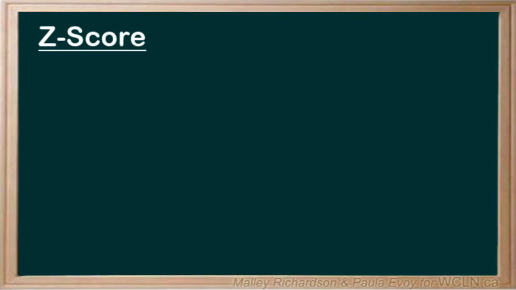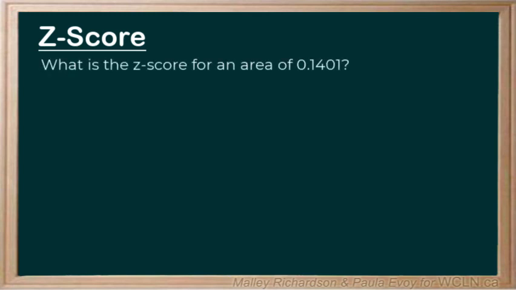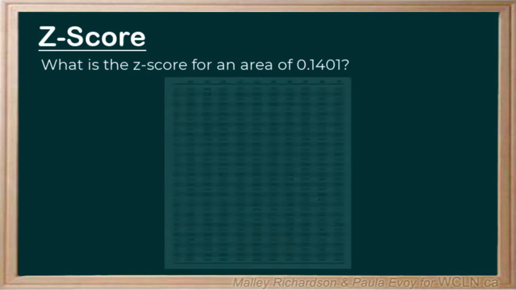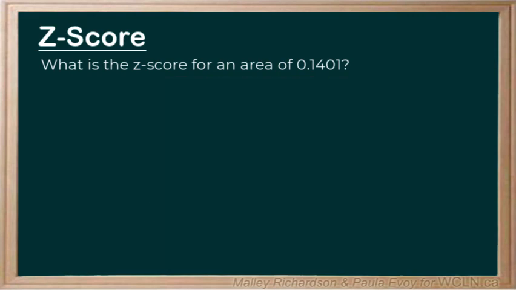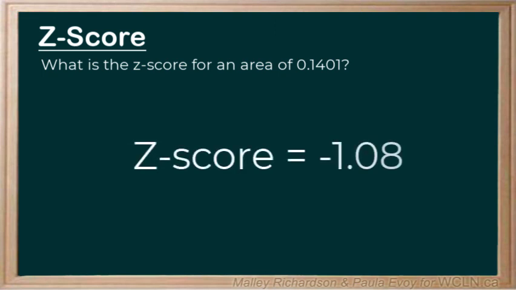Now let's try one last example, but this time it's going to be the reverse, where the area is given and we want to find the z-score. For example, what is a z-score with an area of 0.1401? First, we find the area on our table and locate its corresponding z values from the top row and first column. From the first column, we have negative 1.0, and from the top row, we have 0.08, meaning our z-score is negative 1.08.